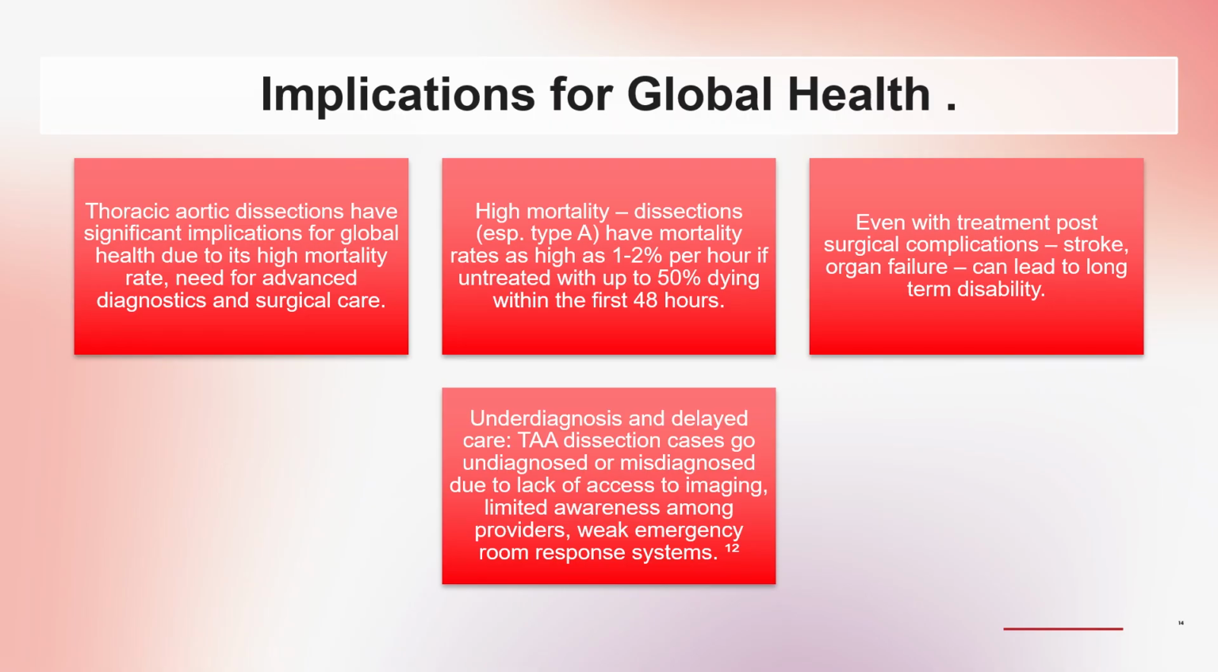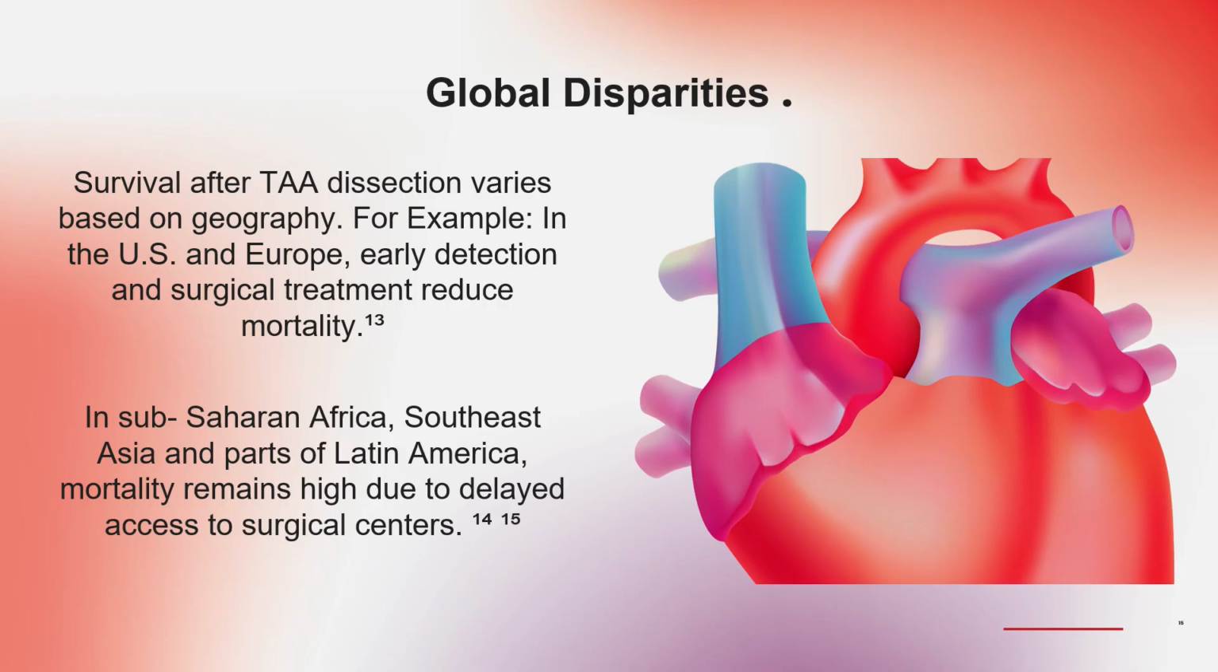Thoracic aortic aneurysm dissection cases go undiagnosed or misdiagnosed due to lack of access to imaging, limited awareness among providers, or weak emergency room response systems. Global disparities: survival after thoracic aortic aneurysm dissection varies based on geography. For example, in the US and Europe, early detection and surgical treatment reduce mortality. In sub-Saharan Africa, Southeast Asia, and parts of Latin America, mortality remains high due to delayed access to surgical centers.